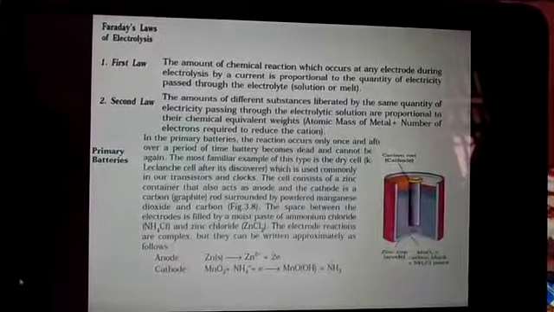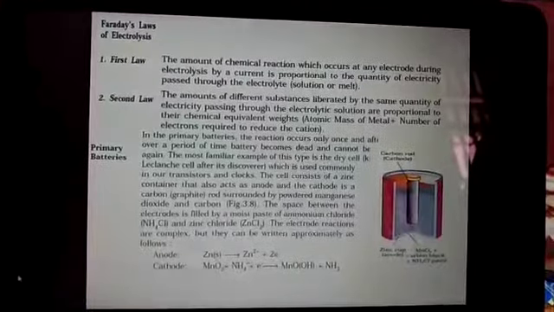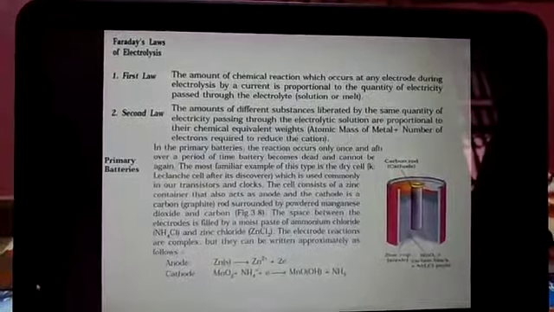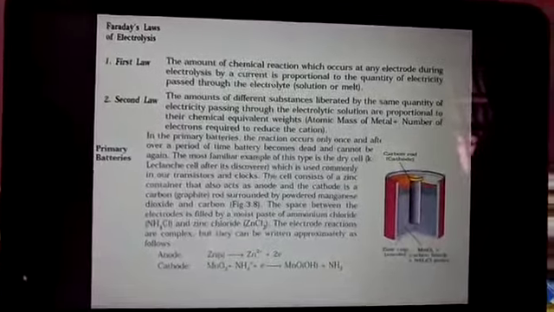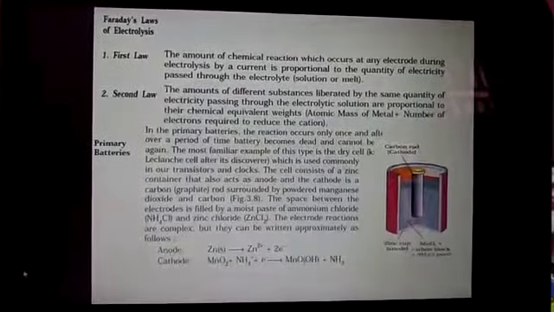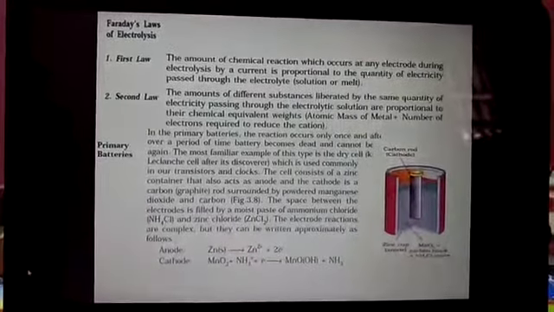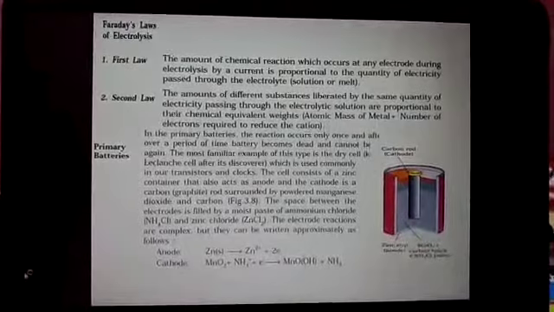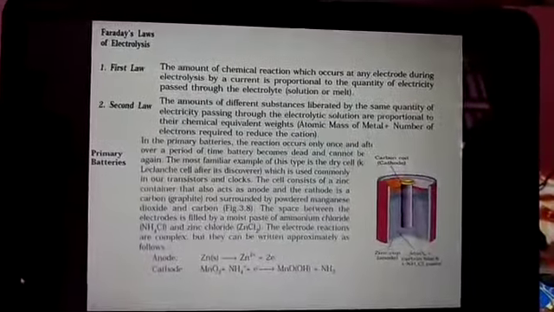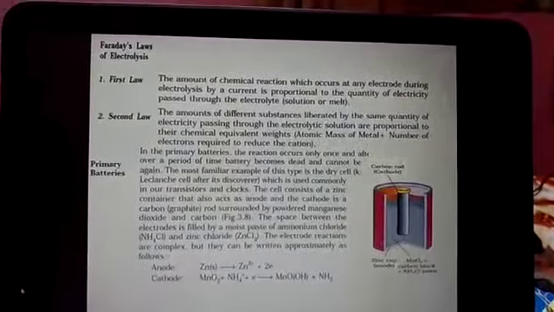That is, the mass of substance A upon equivalent weight of A is equal to the mass of substance B upon equivalent weight of B is equal to the mass of substance C upon equivalent weight of C. For example, the mass of copper deposited upon the mass of silver deposited is equal to the equivalent weight of copper upon the equivalent weight of silver. By this method, we are able to calculate the mass of the substances which are liberated at the different electrodes when they are connected in series and the same amount of electric current is passed through them.